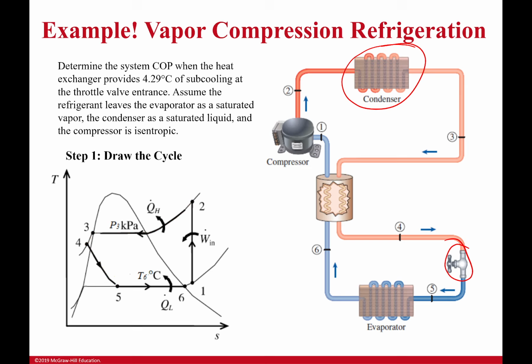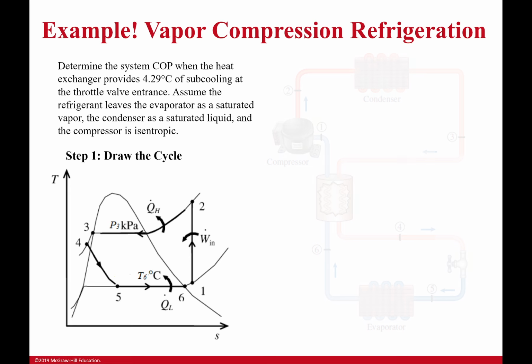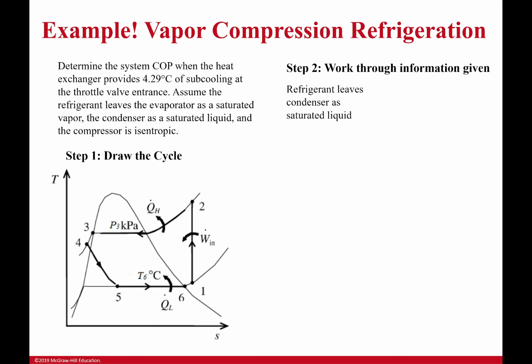Now, what we're going to be trying to figure out is, how much work does it take to run this? What's my heat entering from the evaporator? What's my heat exiting through the condenser? All those things are kind of important for us. And if I have all those things, I can go ahead and find my coefficient of performance. So we'll just take it one step at a time.